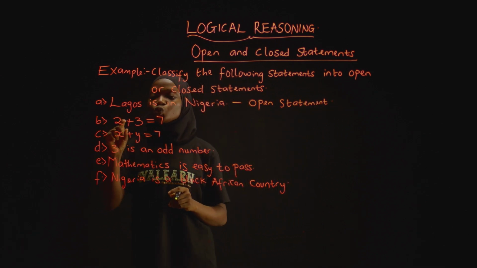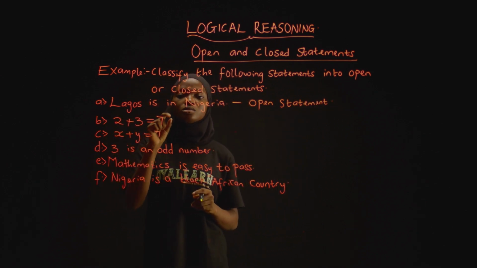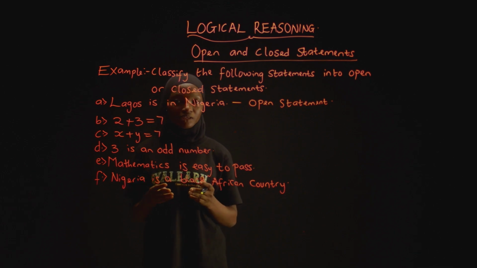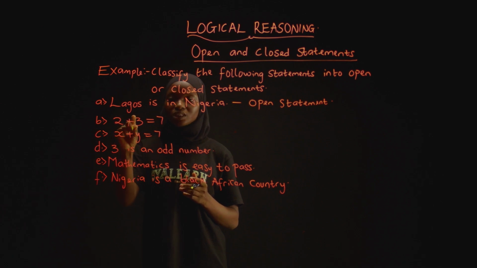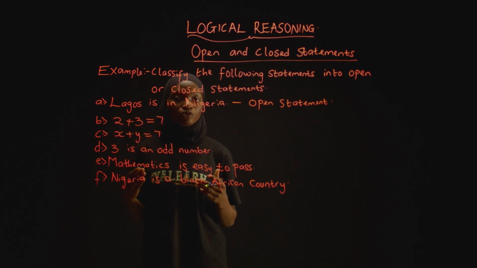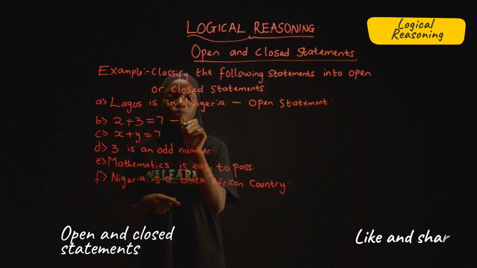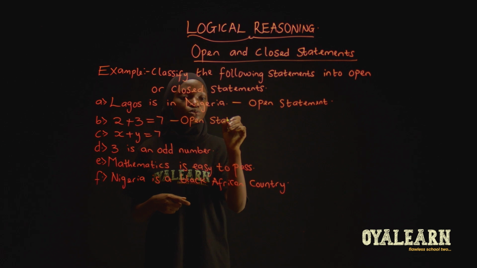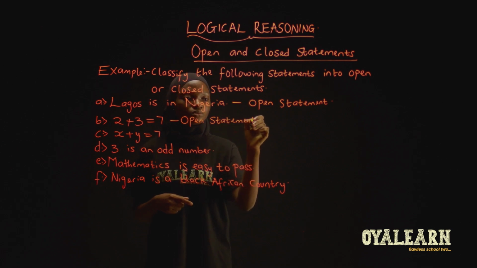Now we have 2 plus 3 equals 7. That's wrong. 2 plus 3 is 5. It is false that 2 plus 3 equals 7. So that means we have been able to determine if it is true or false. So this is still an open statement, since we can determine if it is true or false.